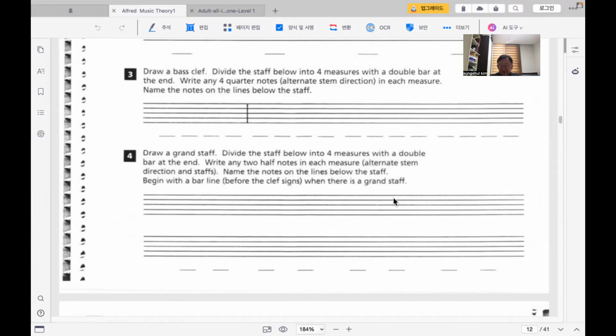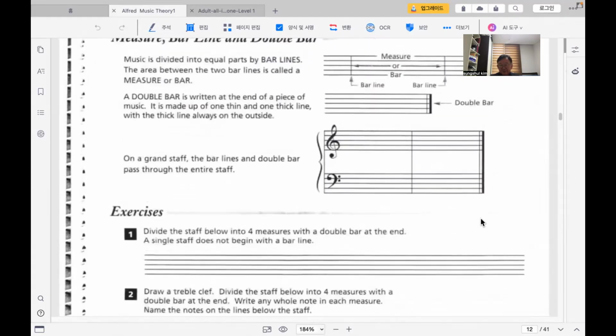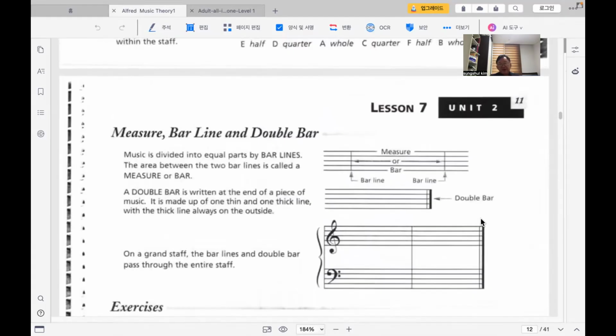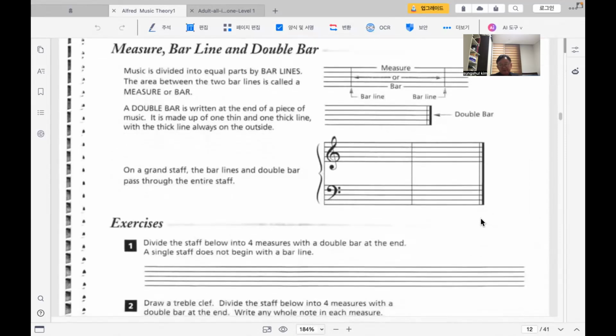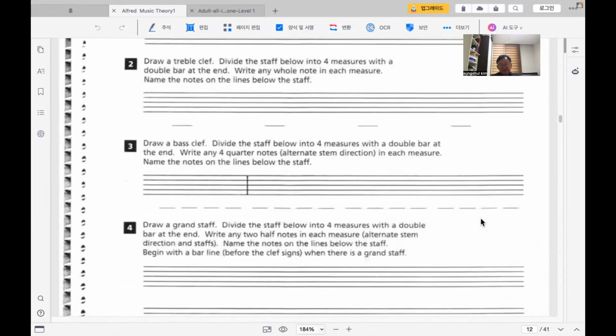The standard is the third line, below is B. Like this. E, no, above the third line, like this. Okay. So every music score has bar lines.